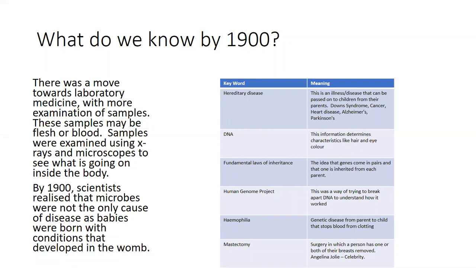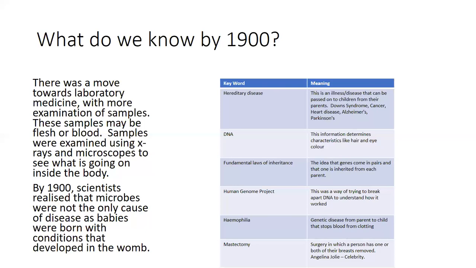But there was a problem with the cause of disease. We knew by this time that germs cause disease. But by 1900, scientists were realizing that babies were being born with conditions which developed in the womb. So they needed to understand why babies were getting sick if germs weren't involved. And this is where the genetic DNA aspect comes into play.